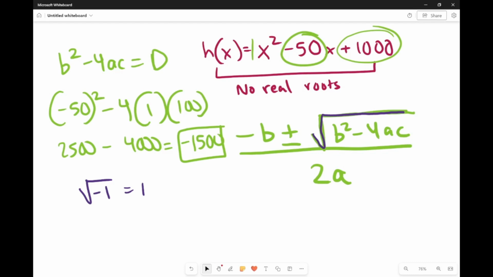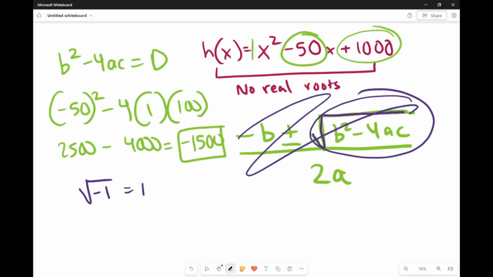So, that is why when we have a b squared minus 4ac that is less than 0, we cannot solve the problem. We can't even find what this is. So forget about this whole thing. We can't find a single real root with this equation if this is less than 0. Because, well, you don't know where to go. What's the square root of negative 1? That's pretty much what you got to know about the discriminant.